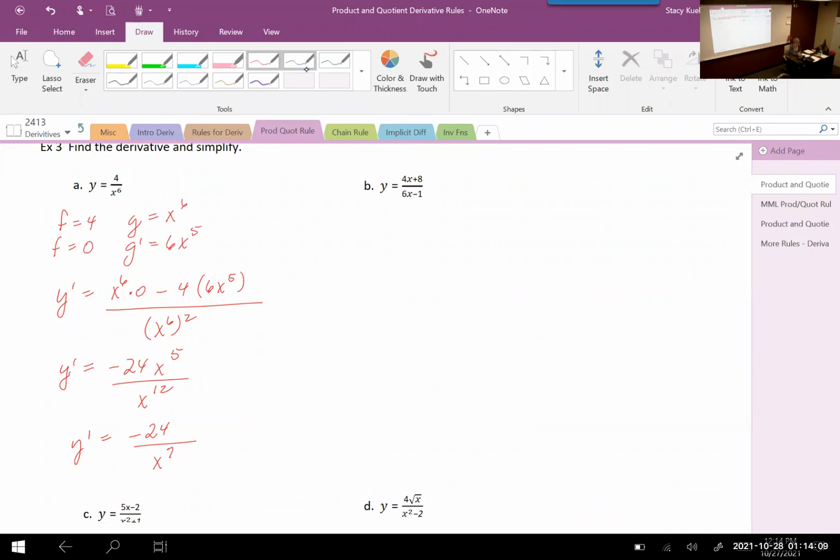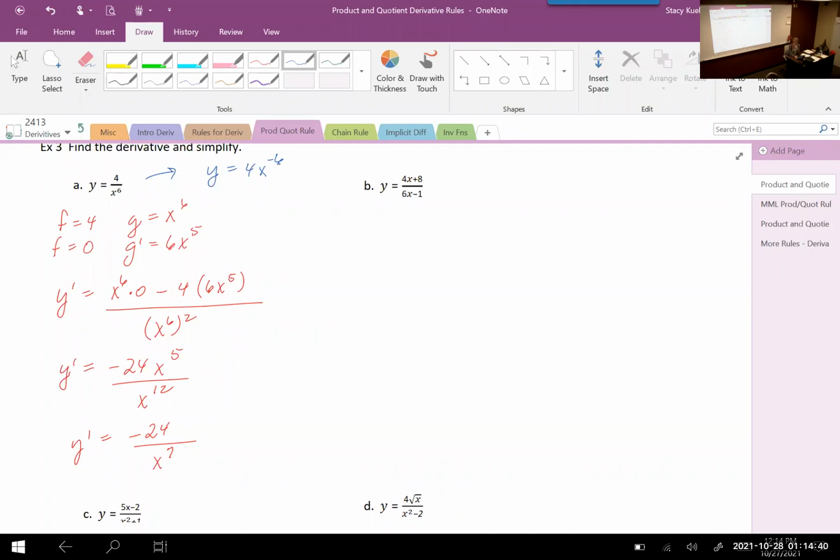Is there an easier way to work this problem? Absolutely. Right. So just like we saw in that first problem, where I could have just used some algebra to simplify it and then use the sum or the difference rule, we could have done the same thing here and come up with the same answer, right? Okay. But that doesn't always work.